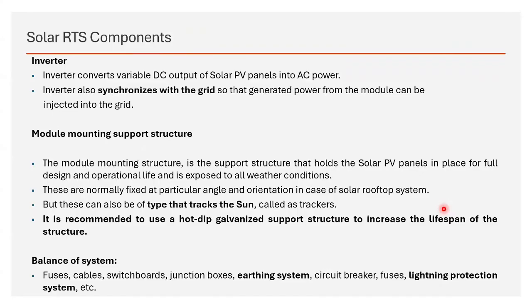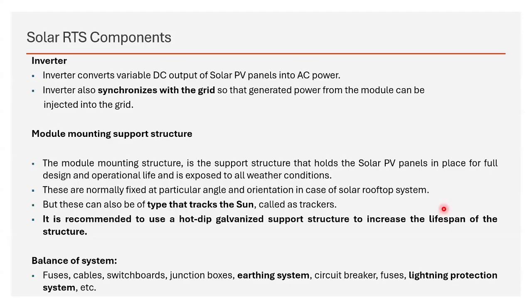And the other component is the module mounting support structure. This module mounting structure has to be given a very high priority during installation, because it has to be hot galvanized and corrosion free, the most important. Otherwise, what will happen? We normally install a solar system to get a useful economic life of 25 years. Now, by the end of the 8th to 10th year, suppose the structure gets corroded and damaged, then the whole installation goes to waste. So that's why the design of this support mounting structure and the parent material of which it is made is very, very important.